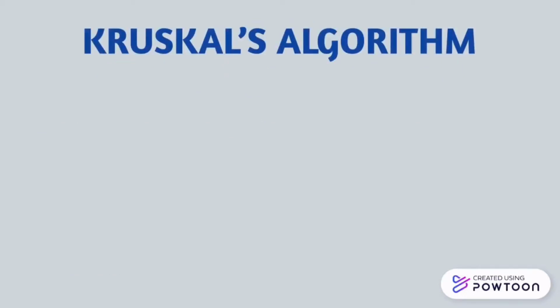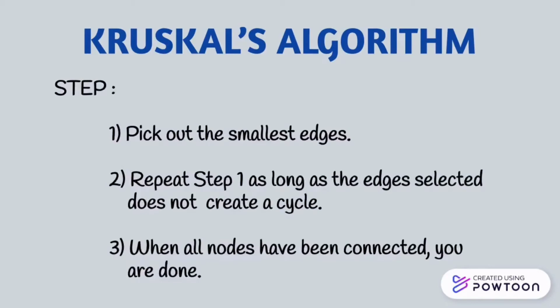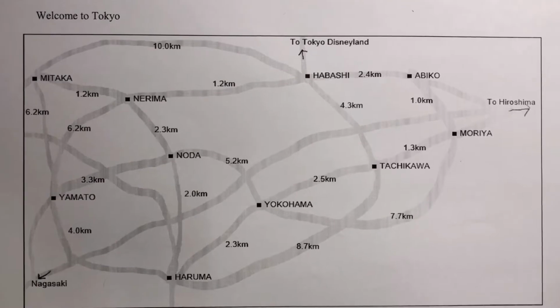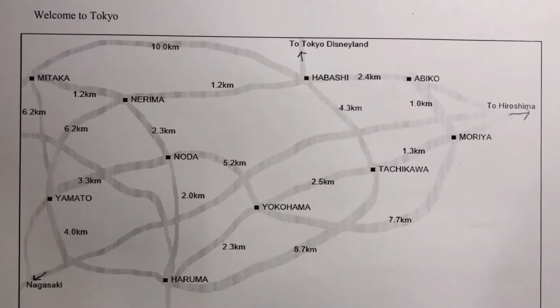Technique Kruskal algorithm. Step 1. Pick out the smallest edges. Step 2. Repeat step 1 as long as the edges selected do not create a circle. Step 3. When all nodes are connected, you are done. First question. Minimum spanning tree using technique Kruskal algorithm.